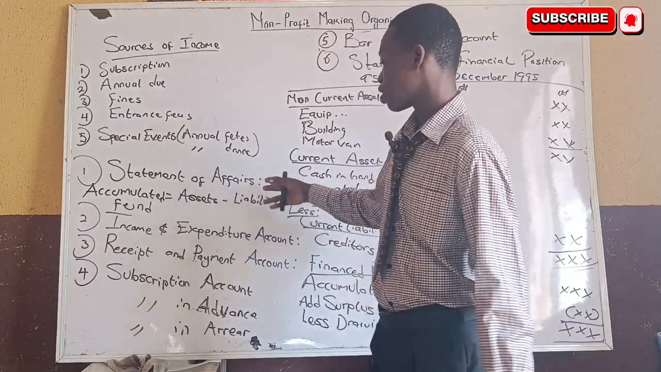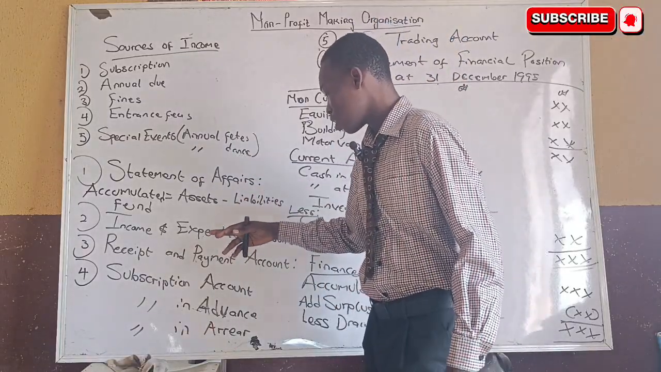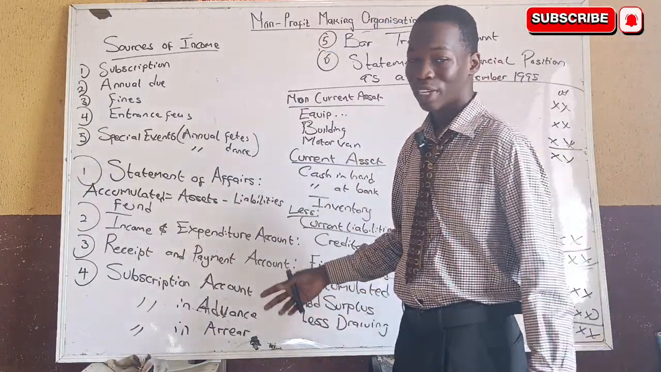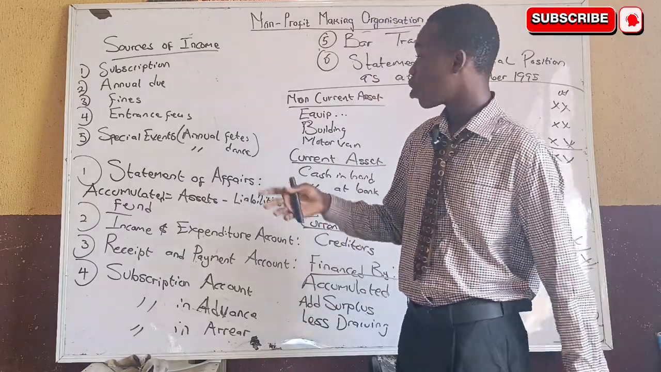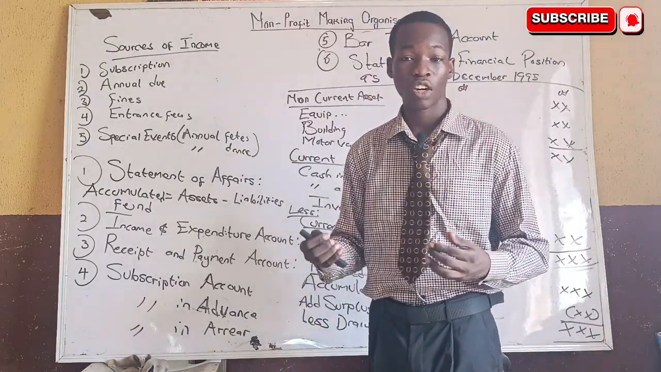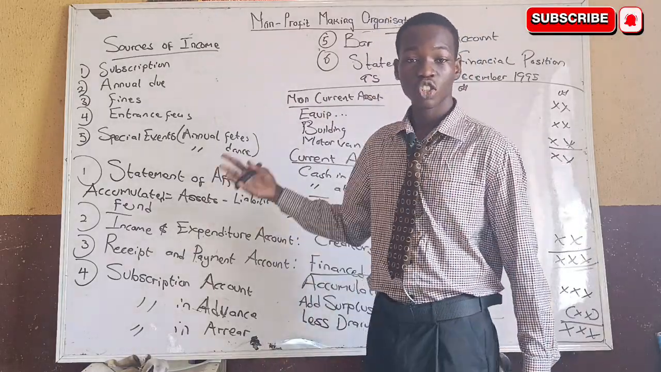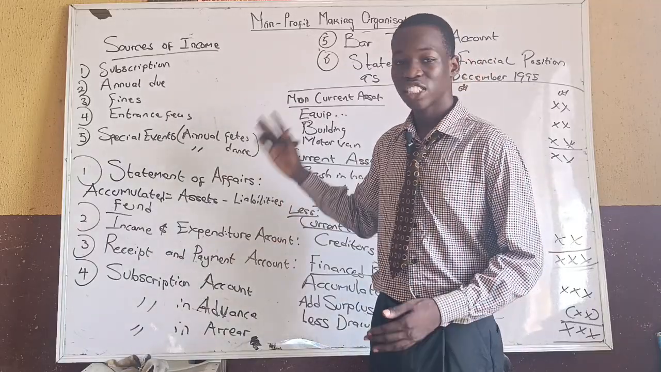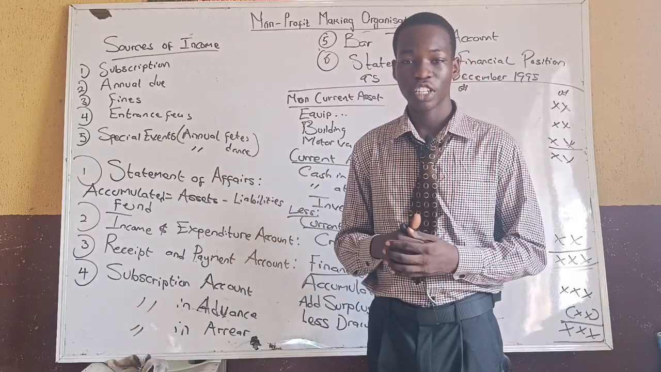I have explained everything: statement of affairs, income, receipts and payments, subscription, bar trading account, balance sheet, what not-for-profit making accounts means, the features, the sources of income. So these are all the things you need to know under not-for-profit making organization.